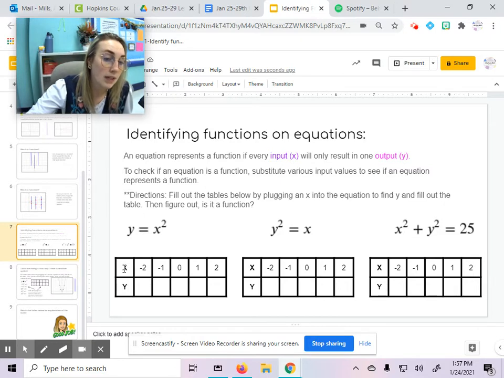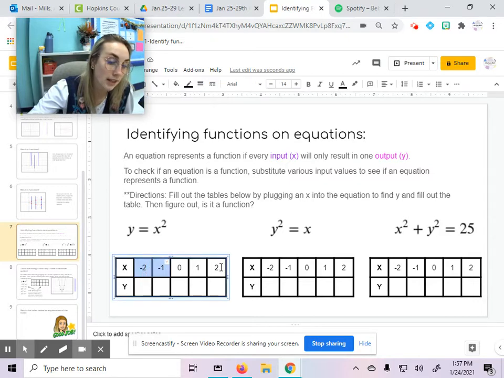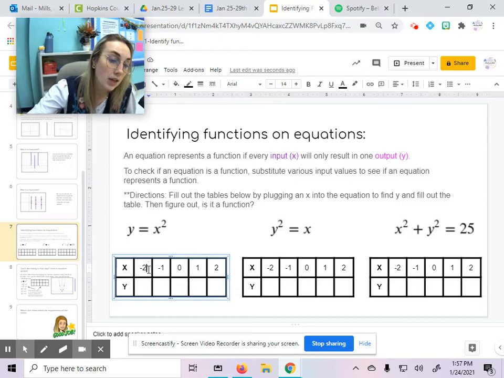What we need to do is create a table. And here's this table right here. I've already created it for you. And I put some negative numbers as well as some positive numbers in there too. That's always really important. And what I'm going to do, because these are all x's, is substitute this x, -2, into this x right here and solve for y.